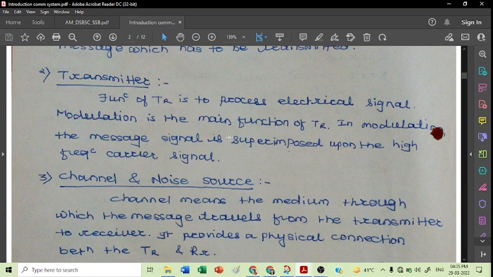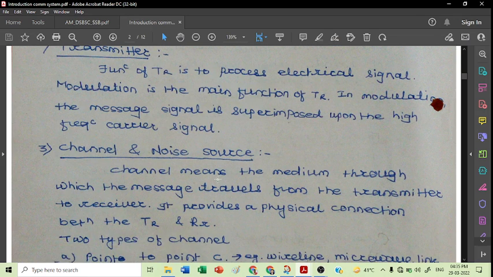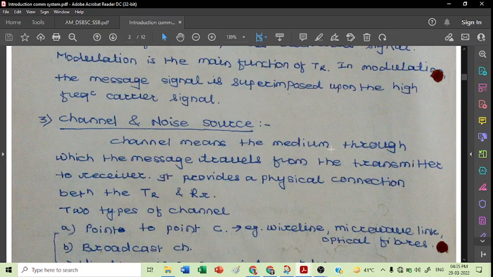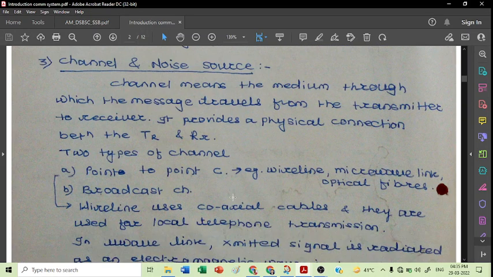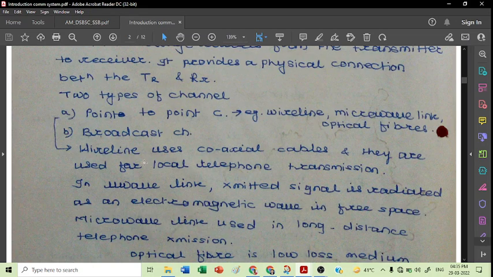Now the third block in communication system is channel and noise source. Channel means the medium through which the message travels from the transmitter to receiver. It provides a physical connection between the transmitter and receiver. Now there are two types of channel, point-to-point channel and broadcast channel. Examples of point-to-point channel are wireline, microwave links, optical fibers.